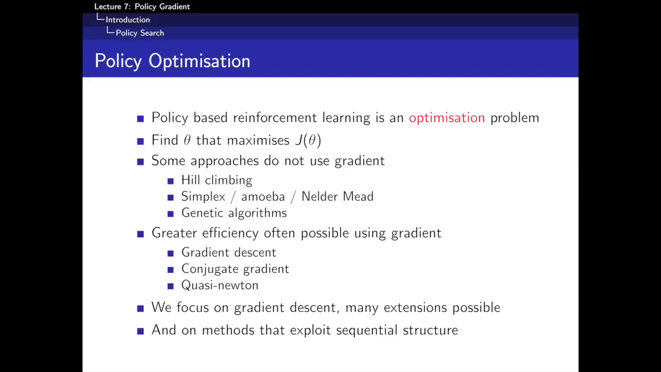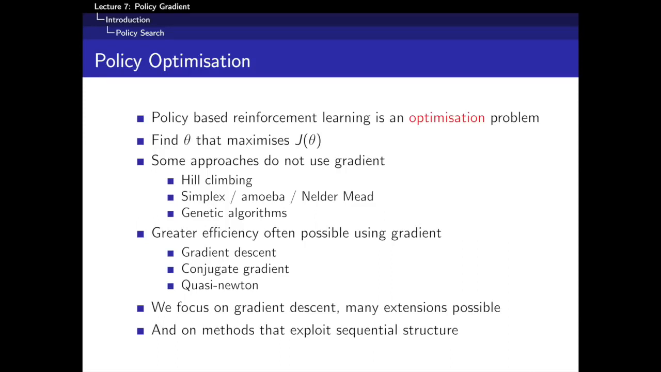Optimization methods are classically divided up into gradient-based methods and gradient-free methods. If you don't have access to the gradient, there are some algorithms you could use, like hill climbing or the simplex method, where you've got a triangle that you flip over and over as it folds its way down the hill, sometimes called the amoeba or Nelder-Mead. Genetic algorithms, these are all optimization methods that you could throw at a policy search problem and try to find the best policy which maximizes one of these objective functions.